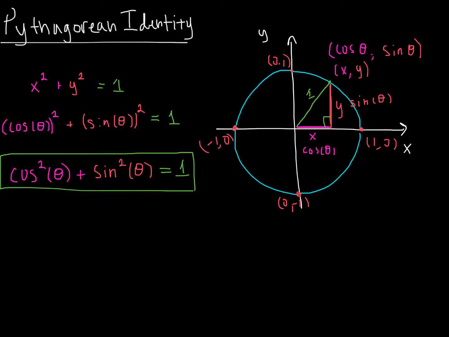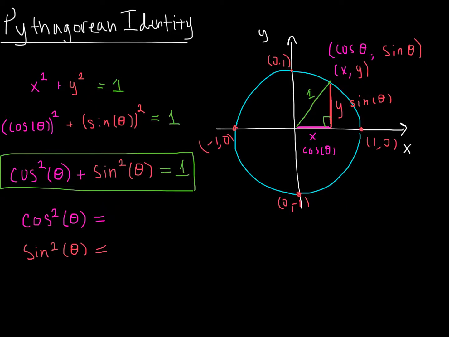So what I want you to do now is you're going to pause the video in a second. I want you to rewrite this formula, first for cosine squared of theta, and then also for sine squared of theta. Okay, so pause the video and do that now.